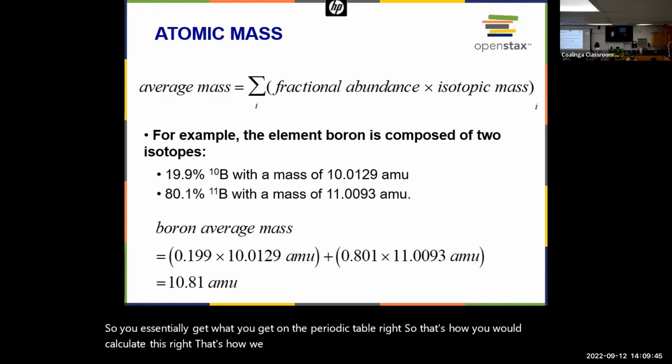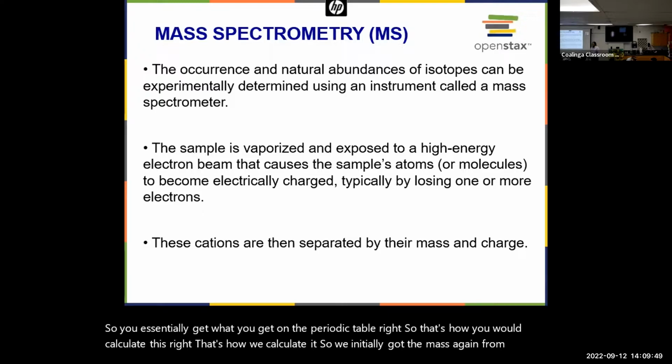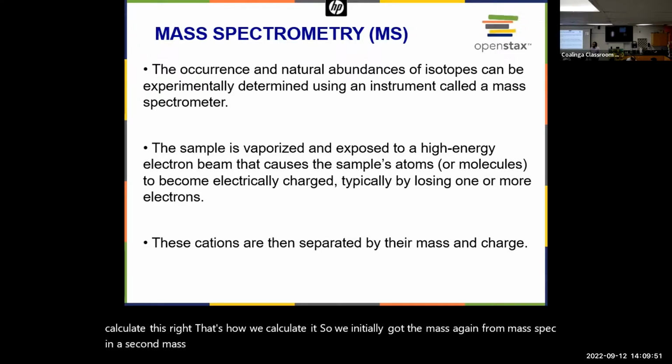So we initially got the mass, again, from mass spec. I'll show you that in a second. Oh, mass spec, yeah. Ahead of the game.